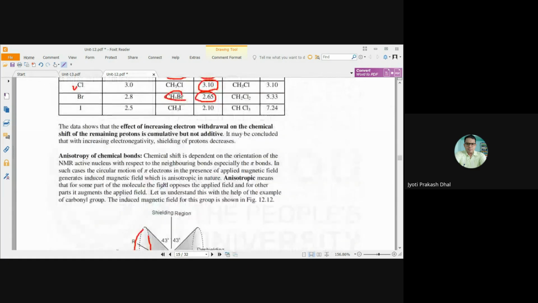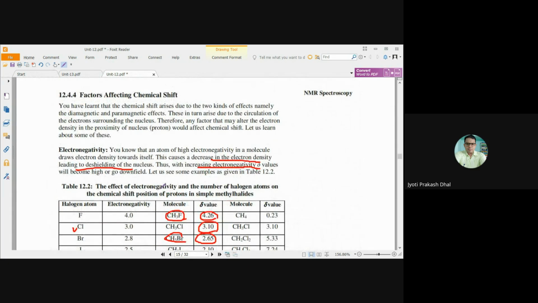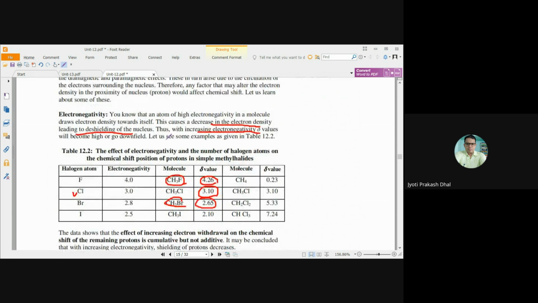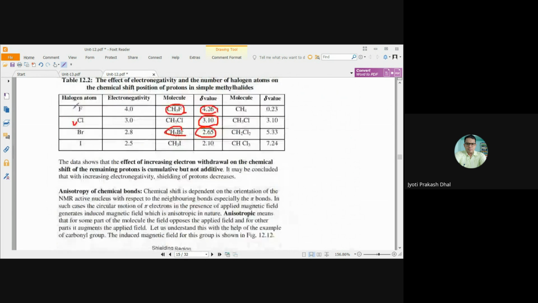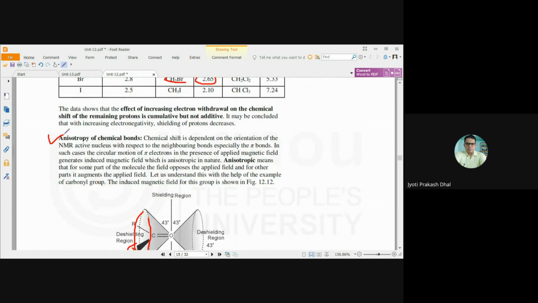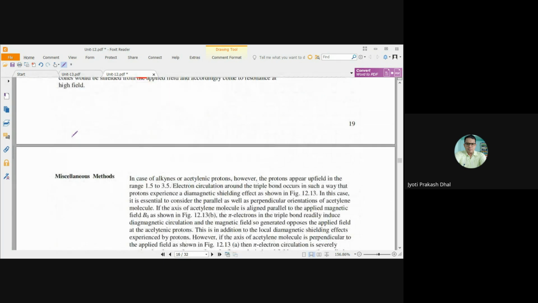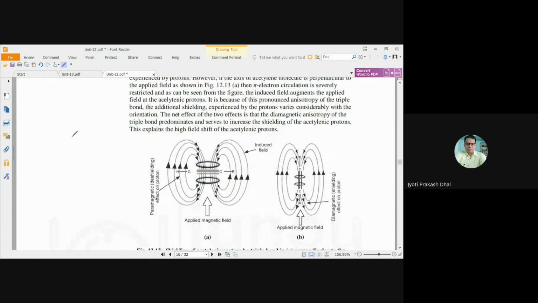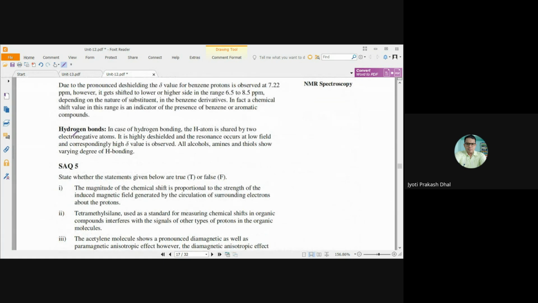The other factor, so here we have discussed the factors affecting chemical shift. The first one we have discussed is electronegativity. The second one is anisotropy of chemical bonds, and the next one is the presence of hydrogen bonds.